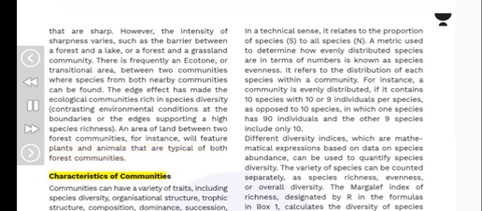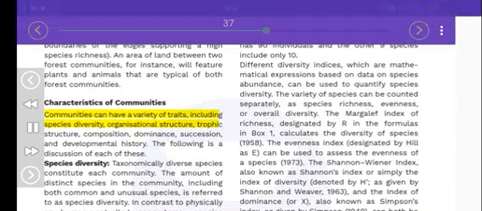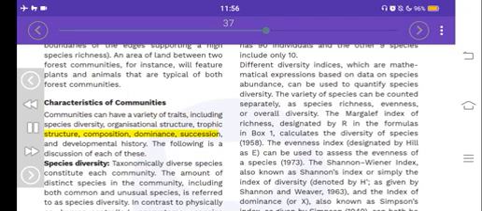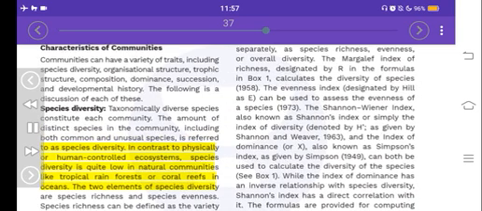Characteristics of communities. Communities can have a variety of traits, including species diversity, organizational structure, trophic structure, composition, dominance, succession, and developmental history. The following is a discussion of each of these. Species diversity. Taxonomically diverse species constitute each community. The amount of distinct species in the community, including both common and unusual species, is referred to as species diversity. In contrast to physically or human-controlled ecosystems, species diversity is quite high in natural communities like tropical rainforests or coral reefs in oceans.